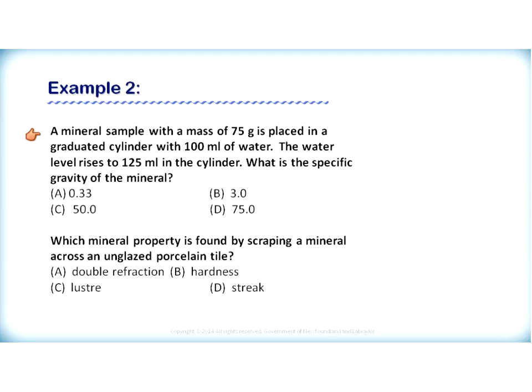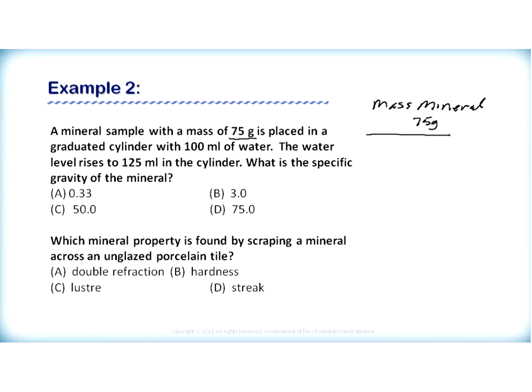Example number 2 reads, a mineral sample with a mass of 75 grams is placed in a graduated cylinder with 100 milliliters of water. The water level rises to 125 milliliters in the cylinder. What is the specific gravity of the mineral? So if we look at this question, the information given says the mass of the mineral sample is 75 grams. So we know the mass of the mineral is 75 grams.